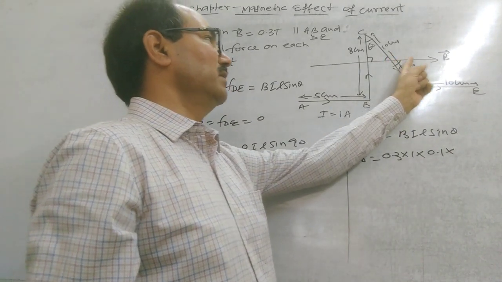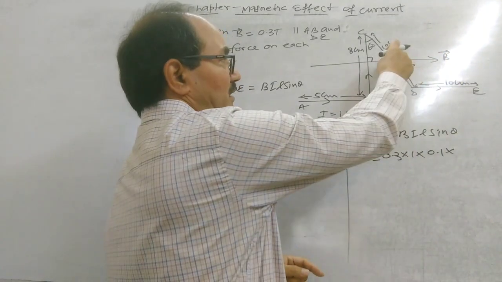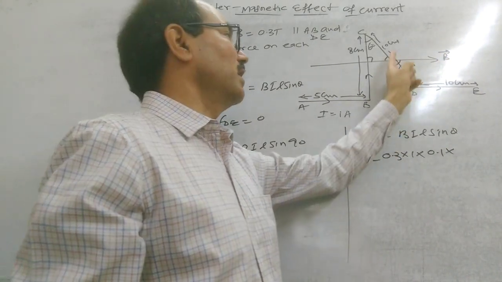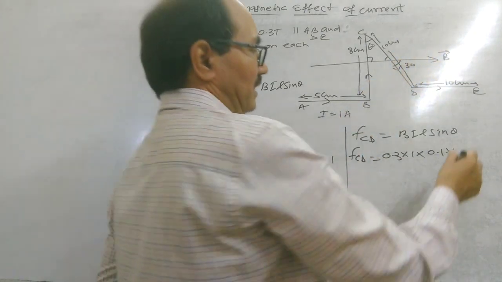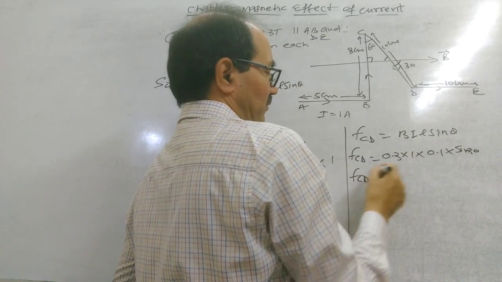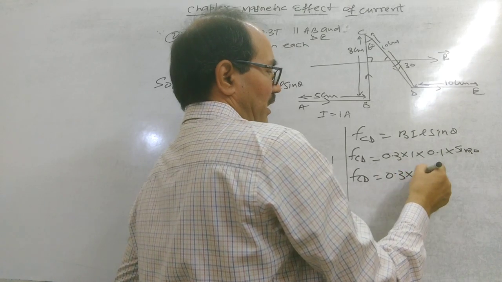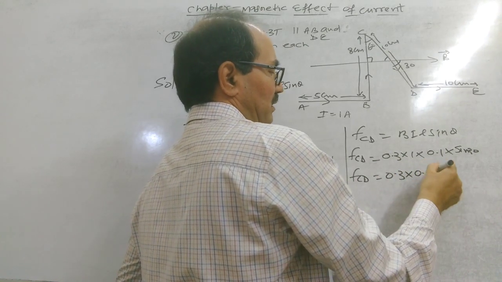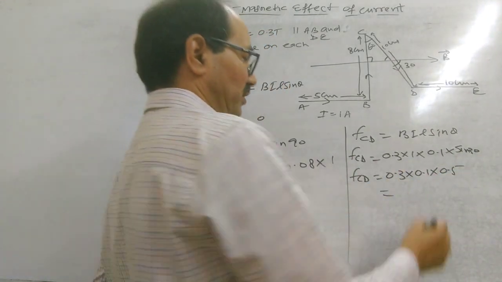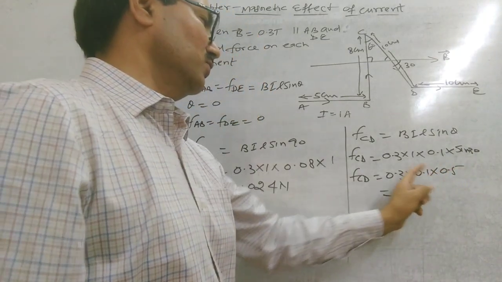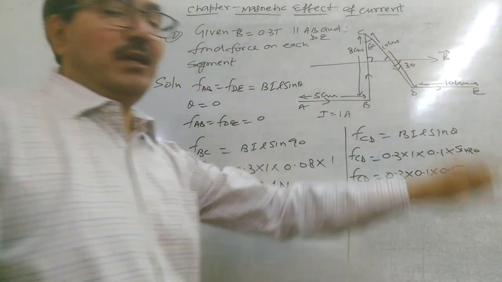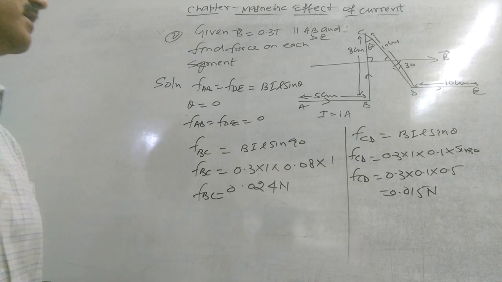And the angle between this IL vector, here it is the IL vector in the direction of current, and here the B vector, so this is the angle you have to take. It is sin 30, and this sin 30 is 0.5, so force on CD is equal to 0.3 into 0.1 into 0.5, right? So this is equal to 5 × 3 = 15, and decimal point 1, 2 and 3, so this is the force on CD. This is how we can calculate the force.